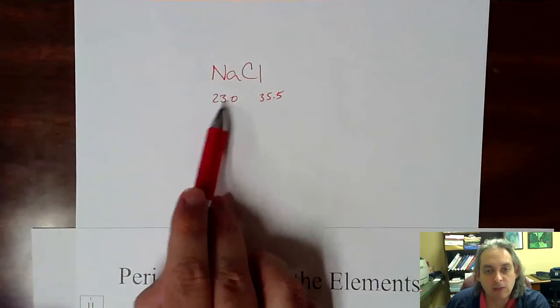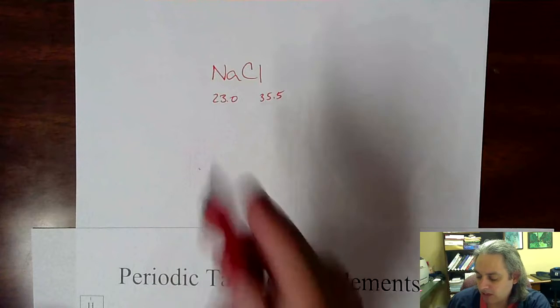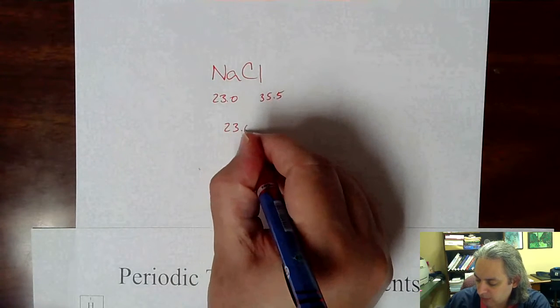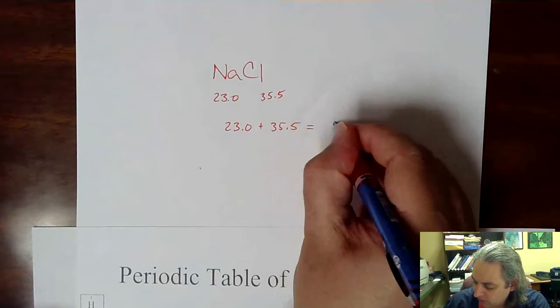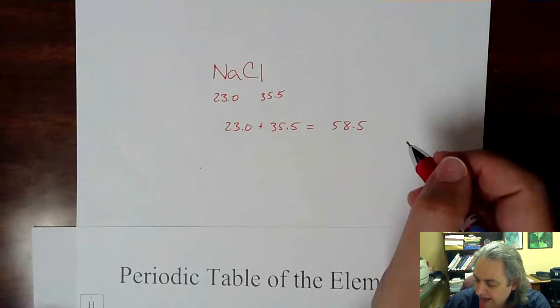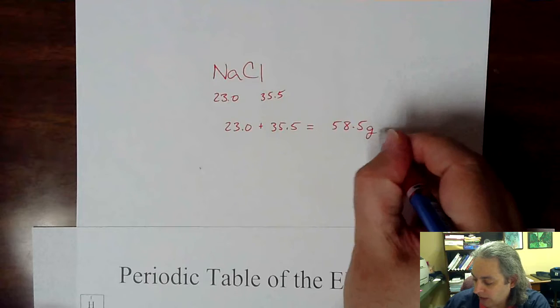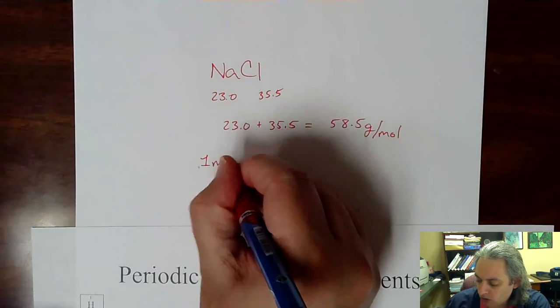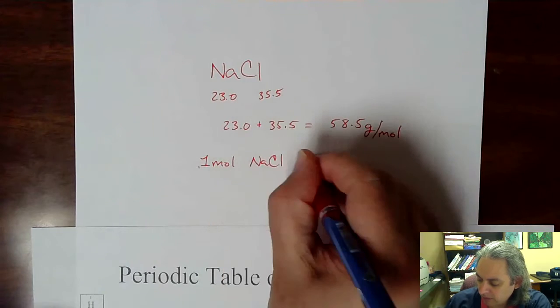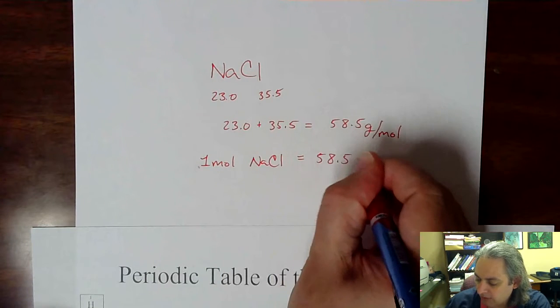Now to get the formula mass for sodium chloride, we have to add both of these values together. So 23.0 plus 35.5 is equal to 58.5, and the units for this will be grams per mole. So what that tells us is that 1 mole of sodium chloride is equal to 58.5 grams.